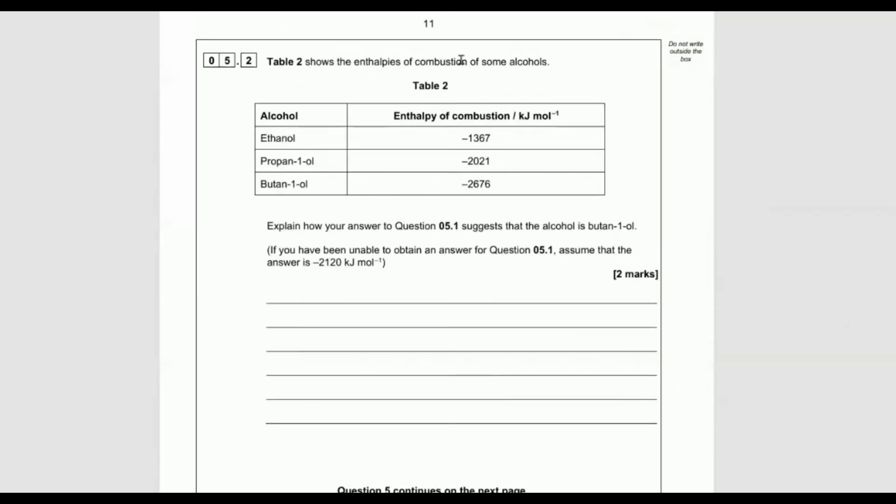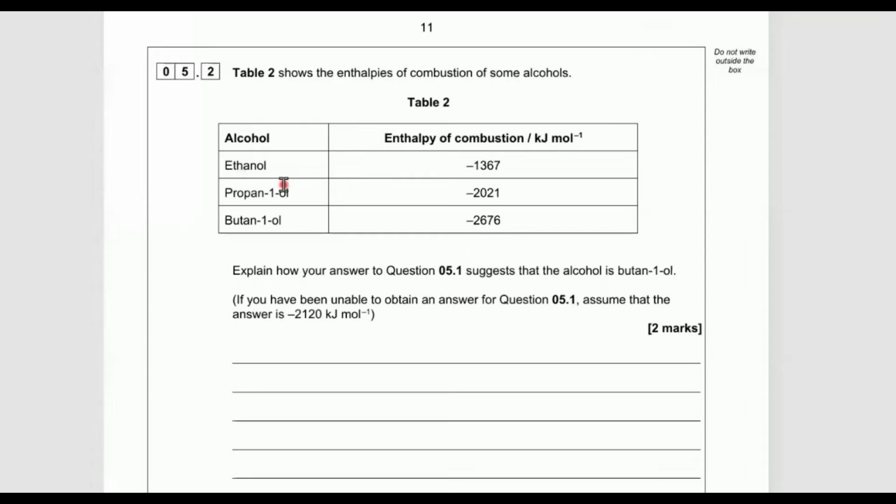Okay, let's go into 5.2. Table 2 shows the enthalpies of combustion of some alcohols. So we've got ethanol, propan-1-ol, and butan-1-ol, and we've got the enthalpy of combustion in kilojoules per mole. Explain how your answer to question 5.1 suggests that the alcohol is butan-1-ol. If you've been unable to obtain an answer for question 5.1, assume the answer is minus 2,120 kilojoules per mole. Okay, we actually got an answer. The correct answer from 5.1 was minus 2,064 kilojoules per mole.